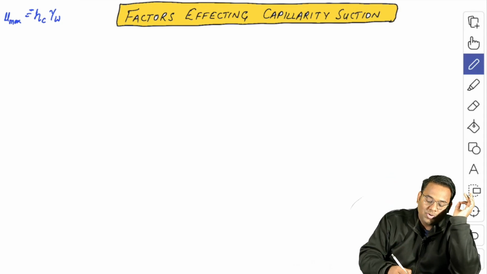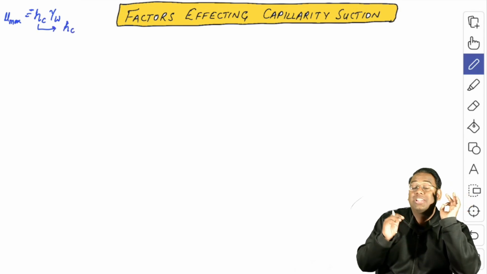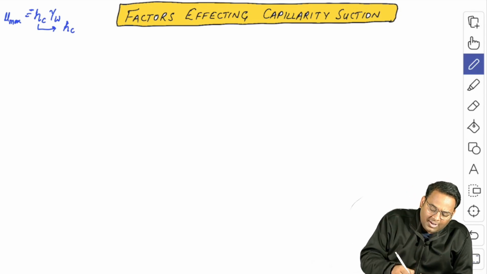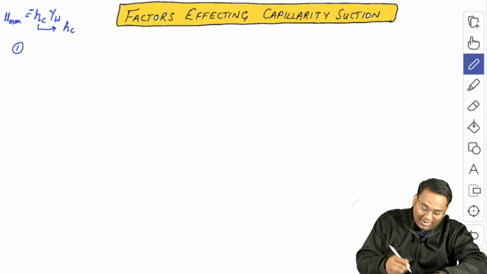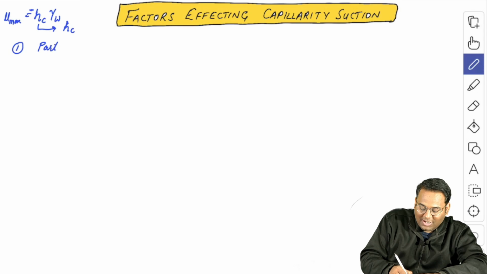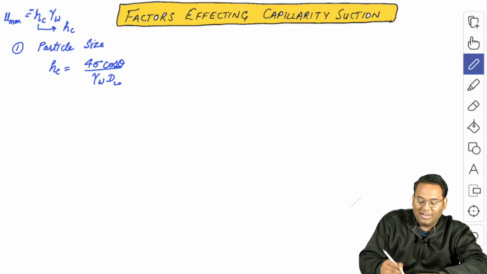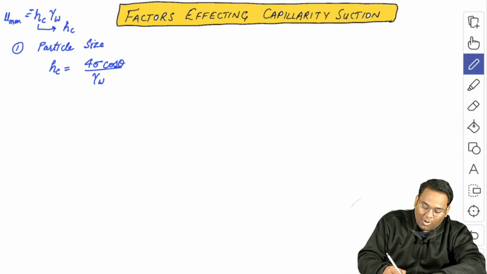Now, as we are talking about μ_max, we have to talk about the value of Hc, that is the capillary rise in the soil. So the first factor that you can directly see is the size of particles. If you remember the formula of Hc, it is 4σ cos θ upon γw × d, and this d is the size of voids. So let me write that as the small d.